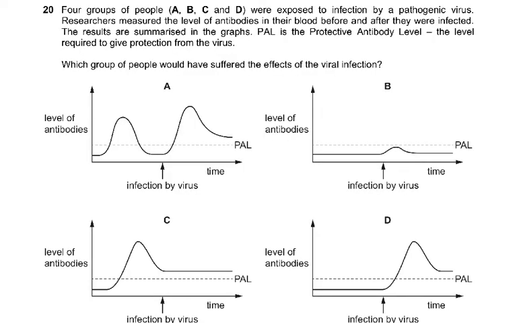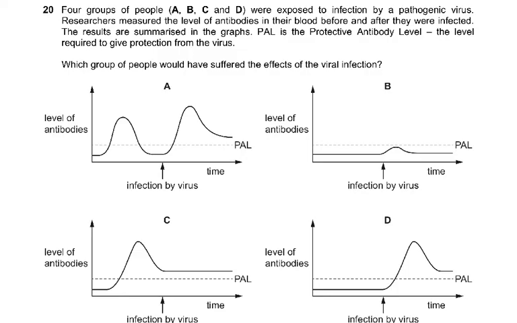Question number 20 was a little difficult, and this is really examining a new syllabus point because we didn't have this chapter before. It says four groups of people, A, B, C, and D, were exposed to infection by a pathogenic virus. Researchers measured the level of antibodies in their blood before and after they were infected. The results are summarized in the graph. PAL is the protective antibody level, the level required to give protection from the virus. Which group of people would have suffered the effects of the viral infection?